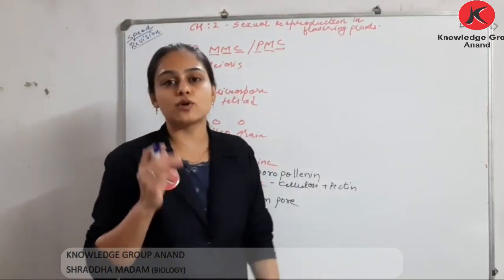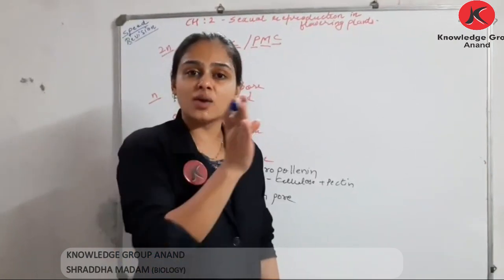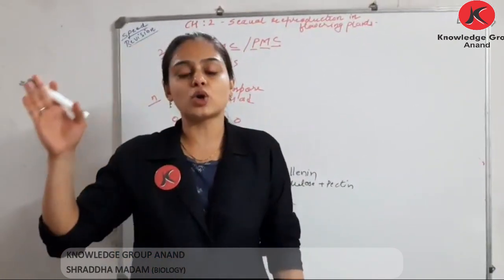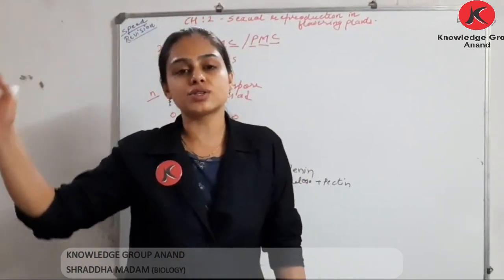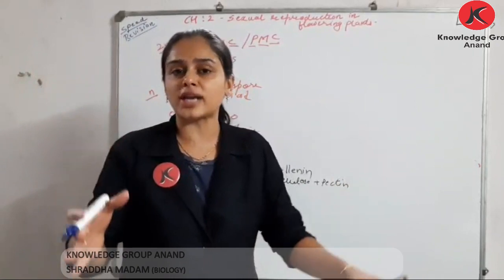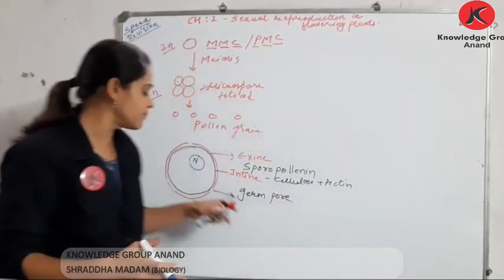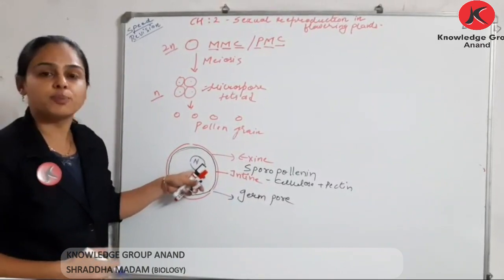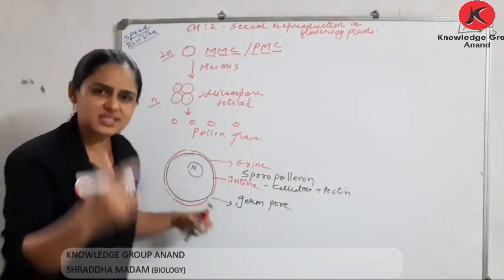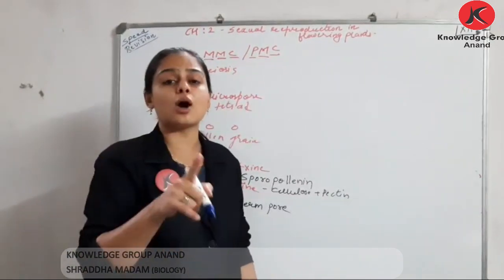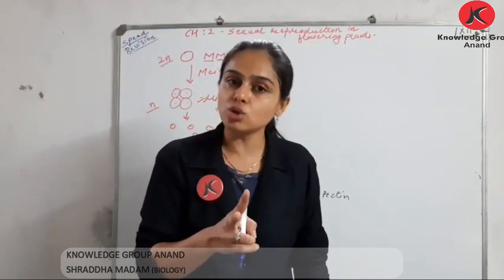Mitosis is your equational division, जहाँ पे number of chromosome remains same. अगर वो n है तो at the end of mitosis वो n ही रहेगा. If it is 2n, at the end of mitosis वो 2n ही रहेगा. This is what I mean by your mitosis equational division. So मैंने आपको क्या बोला? This nucleus of pollen undergoes a process called as your mitosis. At the end of mitosis, you people are going to get 2 cells.